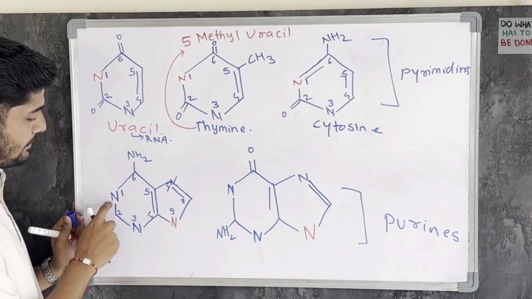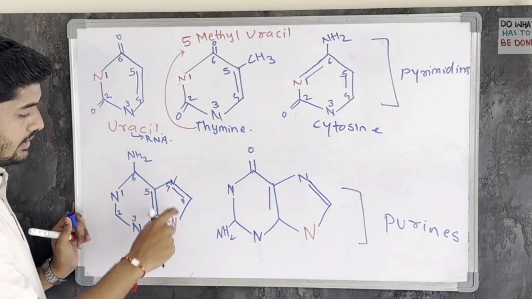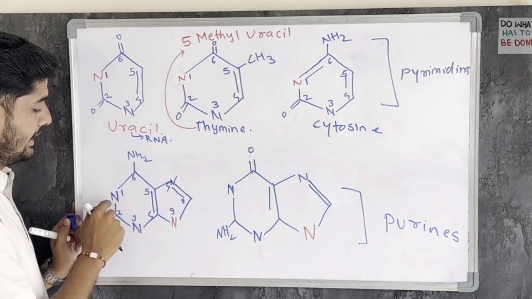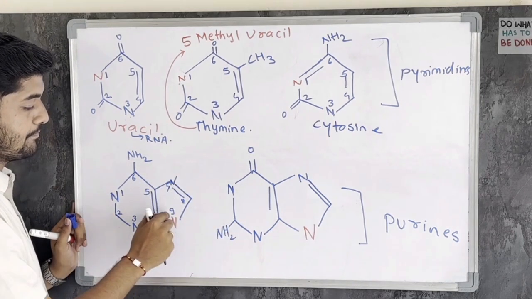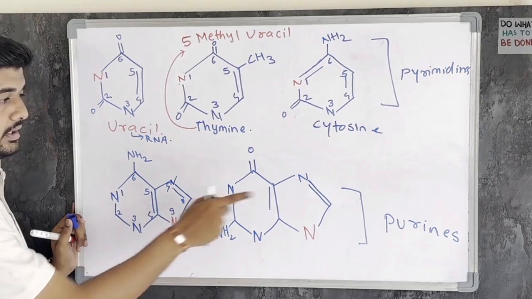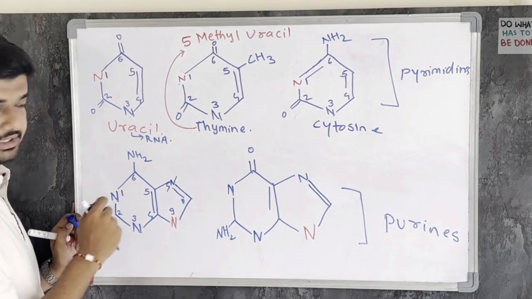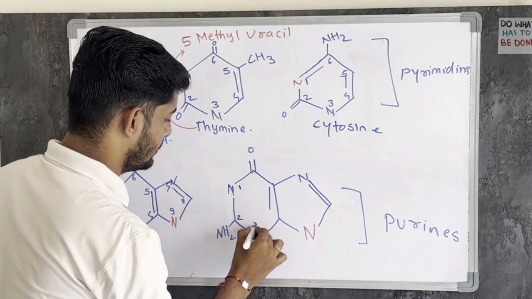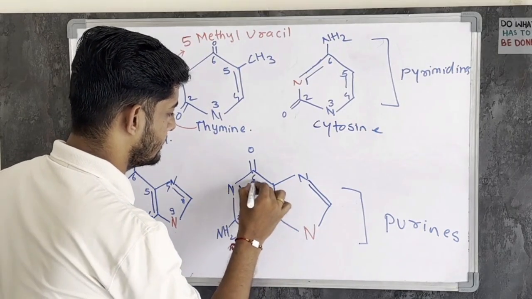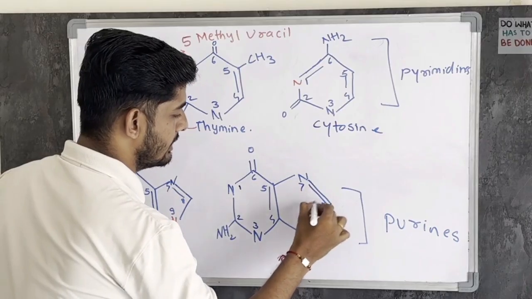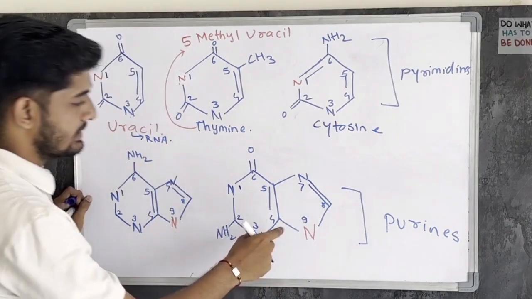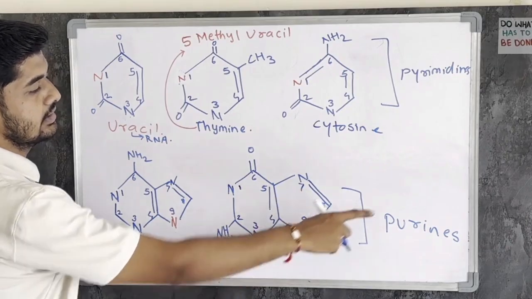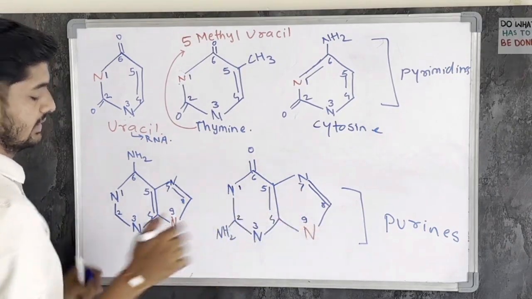At positions 1, 3, 7, and 9 there are nitrogens present. In the purines, at positions 1, 3, 7, and 9, nitrogens are present. And here also we can see 1, 2, 3, 4, 5, 6, 7, 8, and 9. In this also, at 1, 3, 7, and 9, the nitrogens are present.